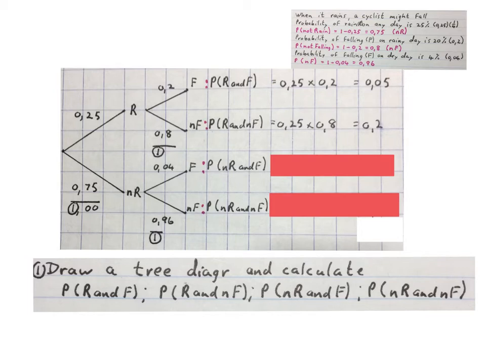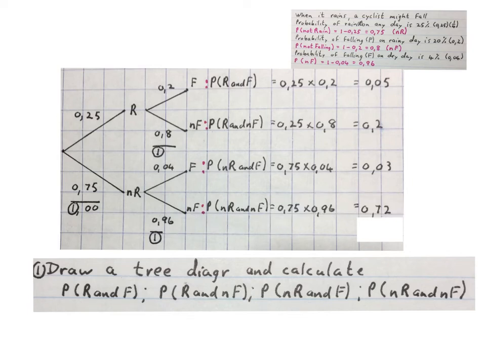And then for the probability of not rain and falling, I'll come down the not rain branch, go up the falling branch, I'll multiply 0.75 with 0.04, and get my answer, 0.03. Lastly, I'll multiply the 0.75 with 0.96 and get the probability of not raining and then not falling, which will be 0.72. And remember, if you add these final answers, they always add up to 1 again.